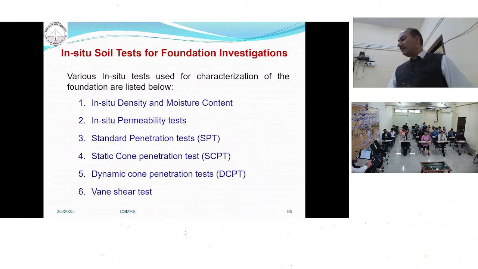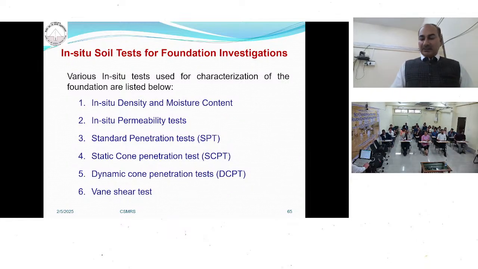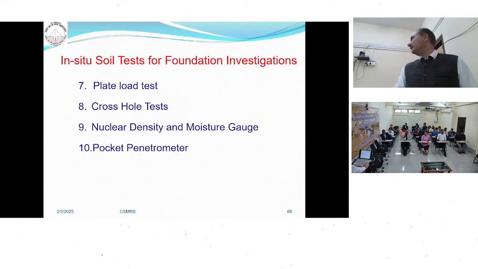So first is the in-situ density. Density is very important, whether it's borrow area material or the foundation material. The first thing the designer will ask is: what is your density, what is the density of the strata? So you have to determine it in the field. How do you determine it? These are the methods: plate load test, cross hole test, nuclear density, pocket penetrometer. These are all tests you can run in the field.